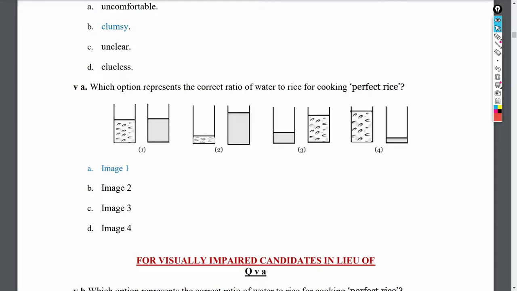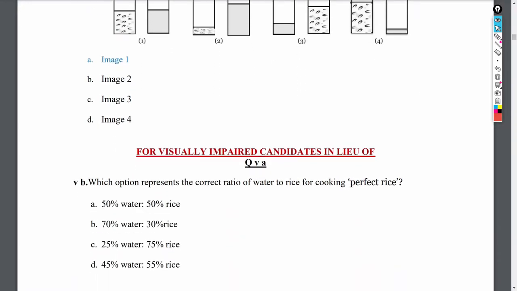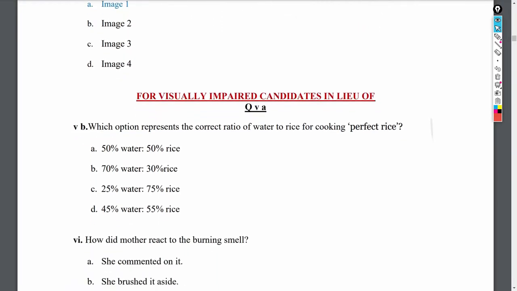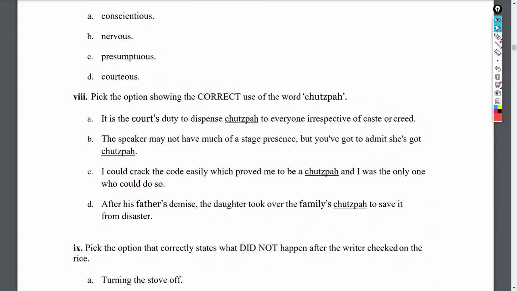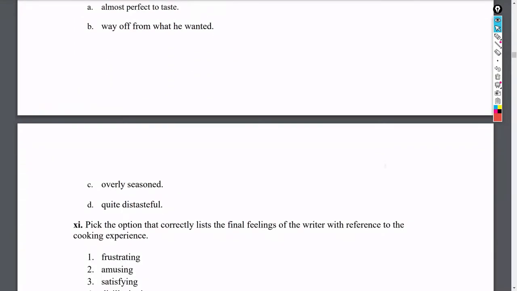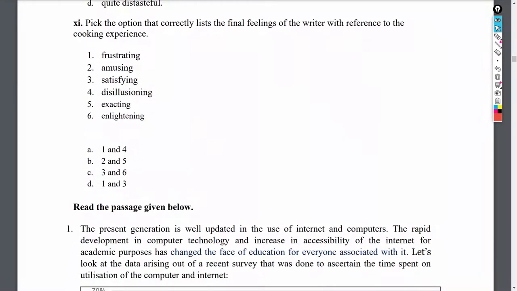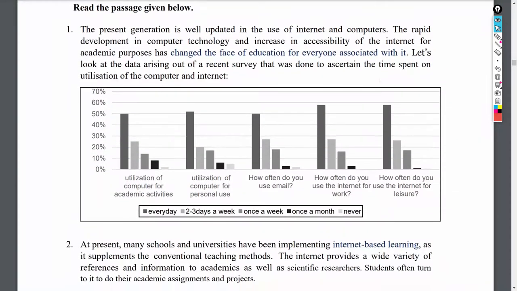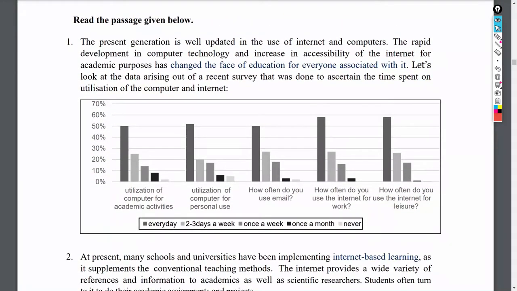your presence of mind will help you. Now let us see the next question. Let us go for it. This question is for visually impaired candidates only. Therefore let us go to the next passage. Now there will be passage number next. Let us come to this passage, my dear children. Read the passage given below.